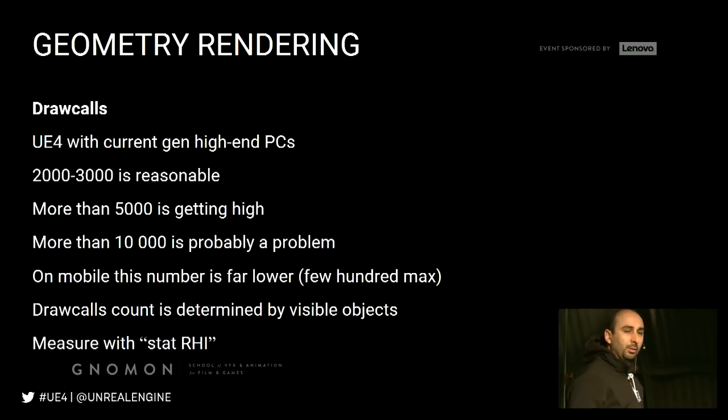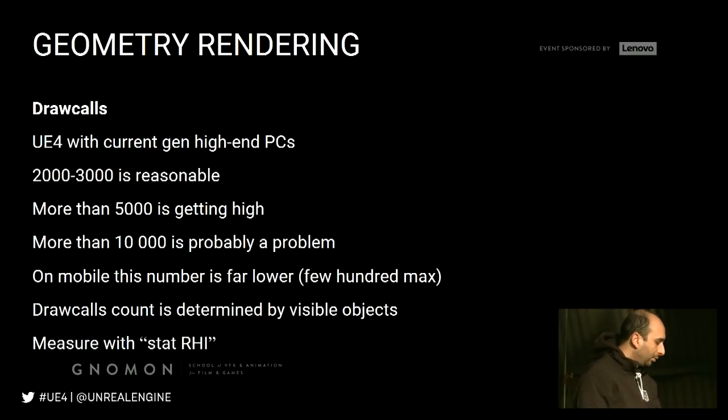Now, of course, on mobile, it's a totally different story. Instead of having a few thousand, we are at a few hundred. But the good news is the draw call count is not really dependent on how many objects you have in your scene. Someone might say, okay, I can't render big open world scenes with this number of draw calls. Yes, you can, if you have a good strategy with culling, with occlusion and whatnot, because draw calls are basically counted based on the visible objects. So that's why culling is very important.